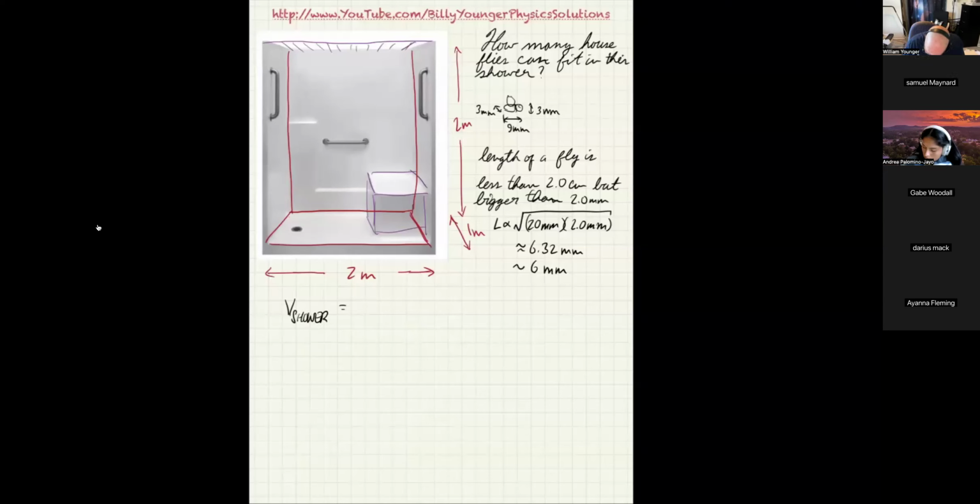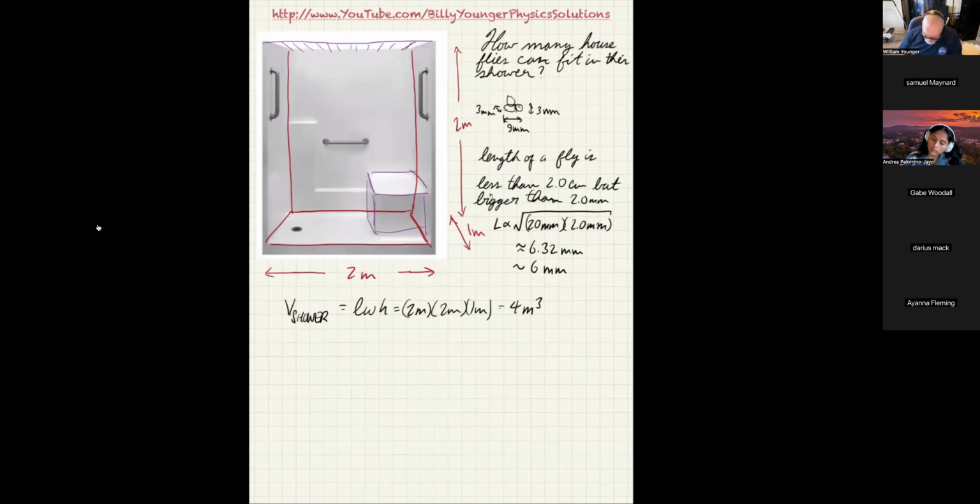And the volume of the shower, since it's rectangular, is length times width times height. Not necessarily having a good definition of length, width, and height, you're actually allowed to use any one of them as the length, and then any of the other ones as the width, and any of the remaining ones as the height, and that'd be fine. So that's what I'm going to do here. I'm going to say it's 2 meters times 2 meters times 1 meter, which gives me 4 cubic meters.